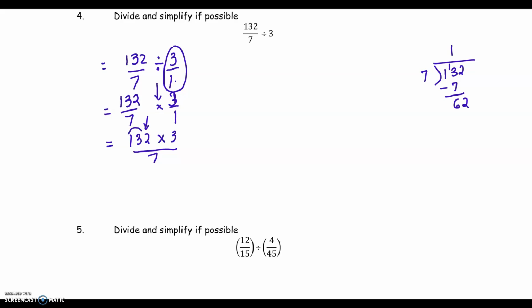So now that we've checked, we can just wrap this up by multiplying 132 by 3. 3 times 2 is 6, 3 times 3 is 9, and so that's equal to 396 over 7.